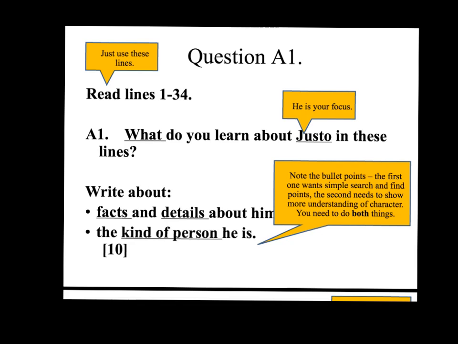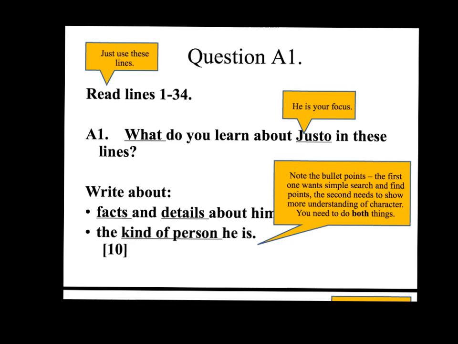And the A1 question is, what do you learn about Justo in these lines? He is your focus, so you need to make sure that with your highlighter pen, you focus on Justo. The next thing to note are the bullet points. So it says, write about facts and details about him and the kind of person he is.